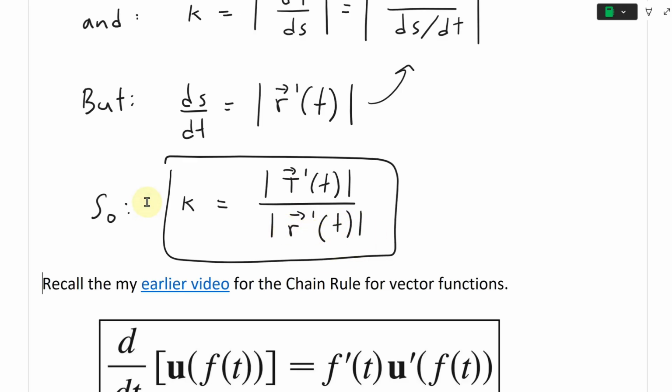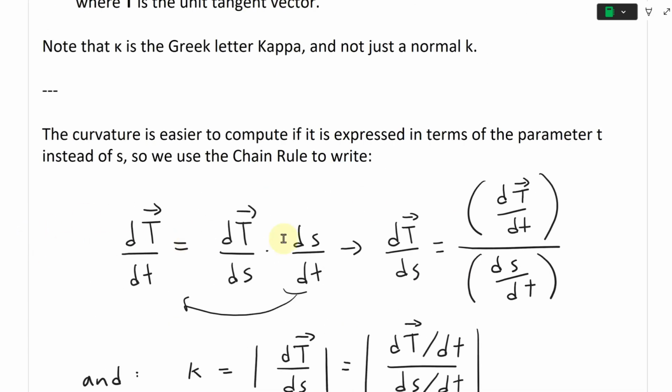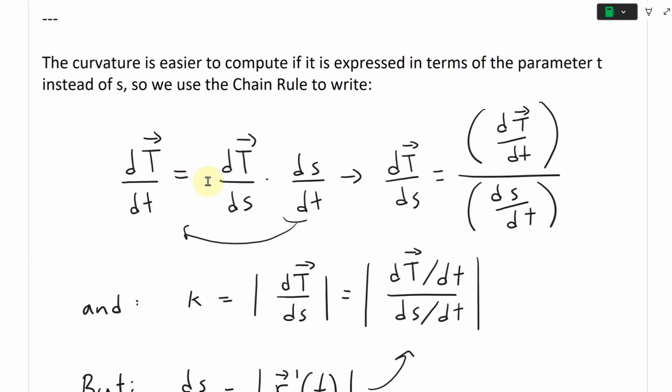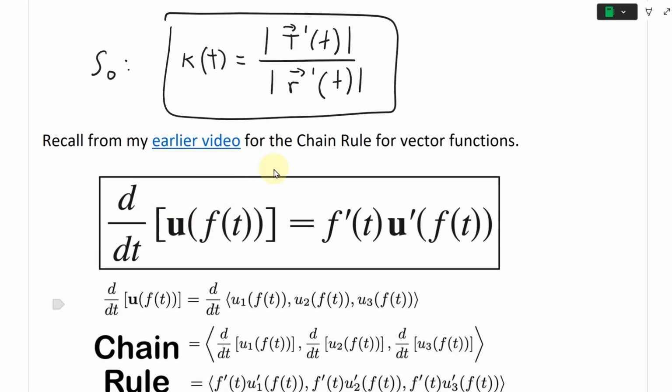Yeah, and actually, before we go further, I'm going to write this in terms of t, like that. So that's the curvature in terms of t. All right, and going further, just to recap from my earlier video on the chain rule for vector functions, so why we're able to do this. Basically, the chain rule for vector functions is the same analog as for regular functions.